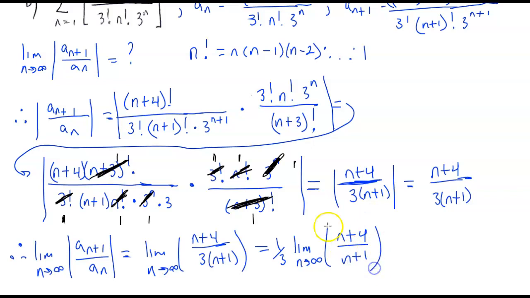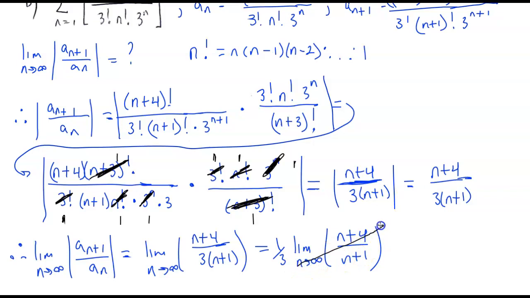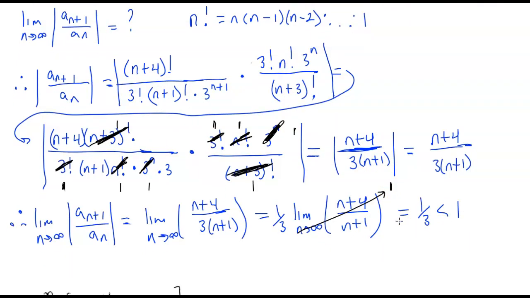If we look at this as a rational function, this limit as n approaches infinity here just means we're trying to find out if this rational function has a horizontal asymptote, and it does at y equals 1. So this particular limit here will all just go to 1, and our final answer there will end up being 1/3, and that is less than 1. And so because our limit here is less than 1, we know that our original series is convergent.